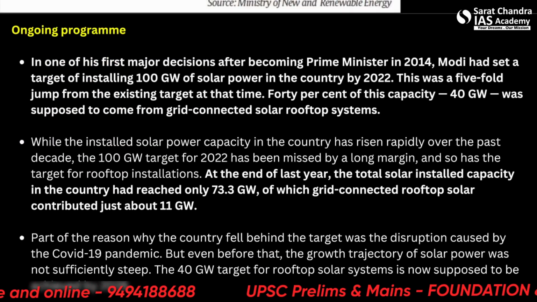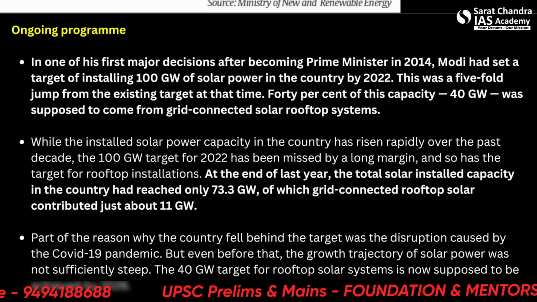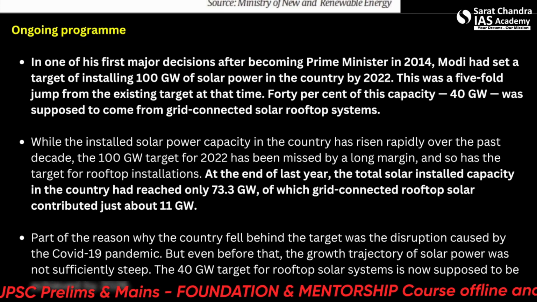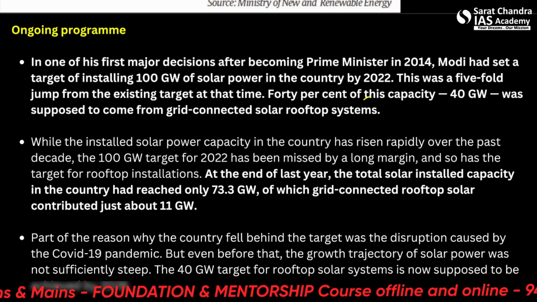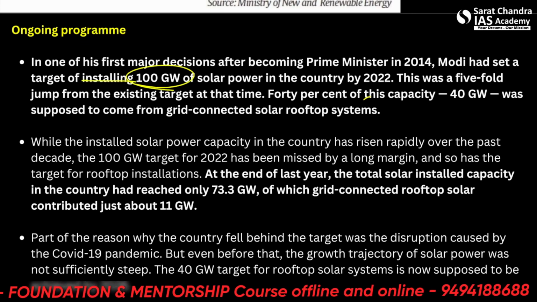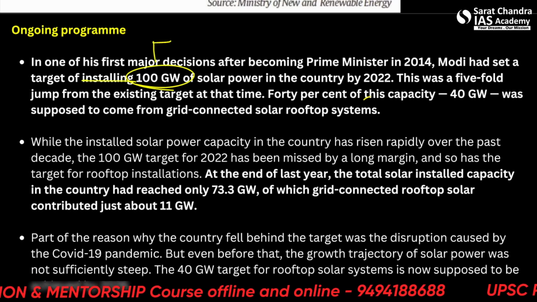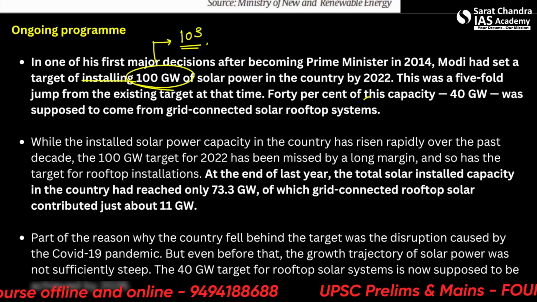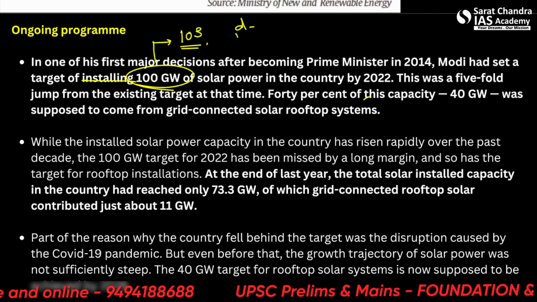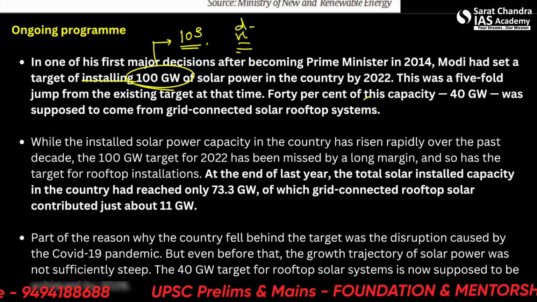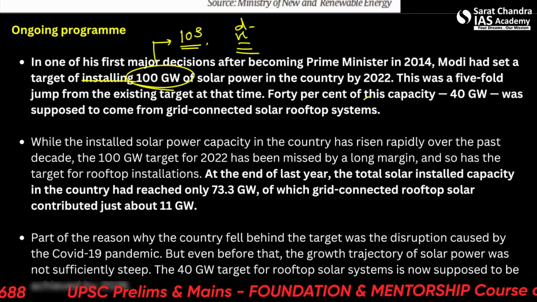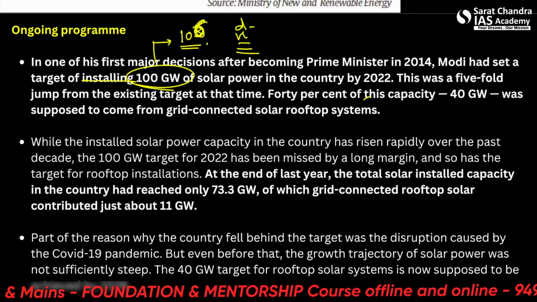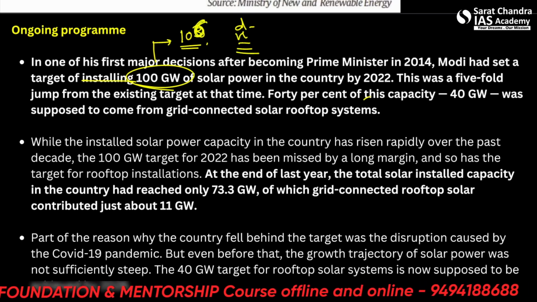Okay, so ongoing program. So in one of the first major decisions after becoming PM in 2014, Modi had set a target of installing 100 gigawatt of solar power. I hope you already know what is mega, giga. So that is deca, hecta, kilo, mega. So this type giga is there. Kilo is 10 to the power 3, mega is actually 10 to the power 6, and giga is 10 to the power 9.